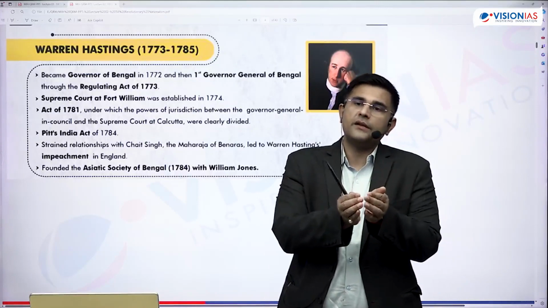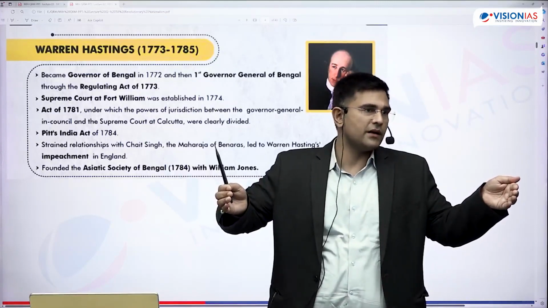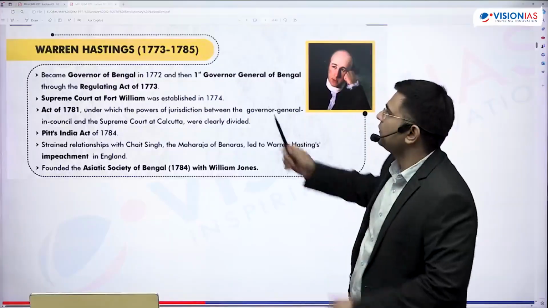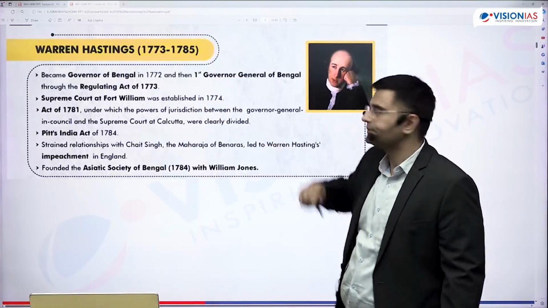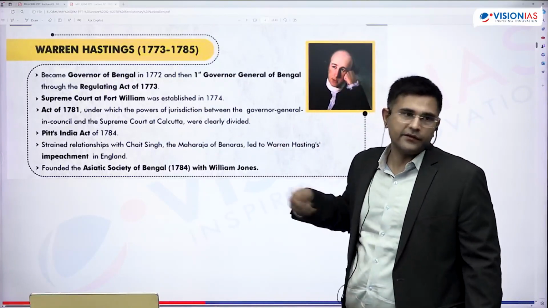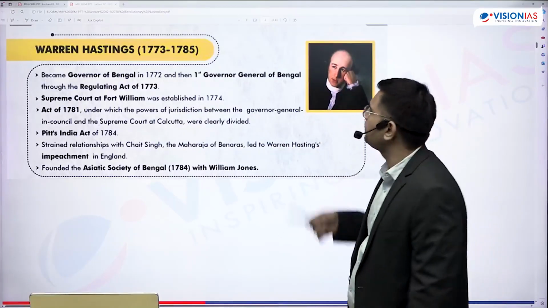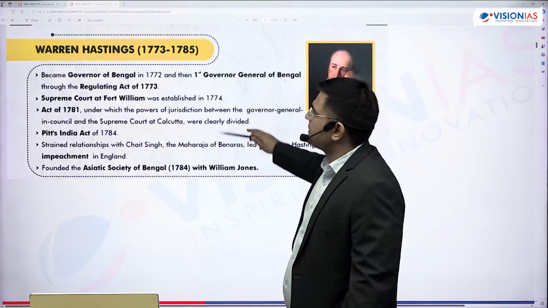Whatever the work of Bengal is, horizontally divided into two parts: Diwani under East India Company and Nizamat under Nawab, right? So therefore, he brought direct government in Nizamat as well as Diwani, right? He started posting Firangi district collectors, right? That is what he is doing. So he was the first GG Bengal.